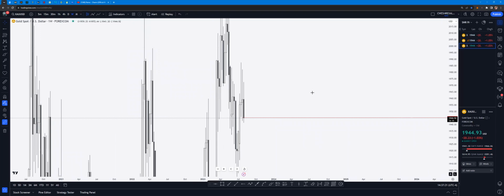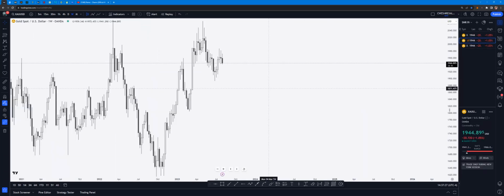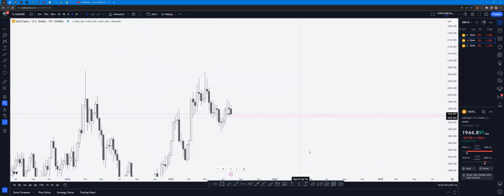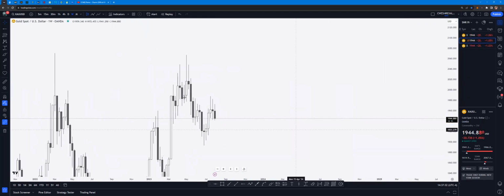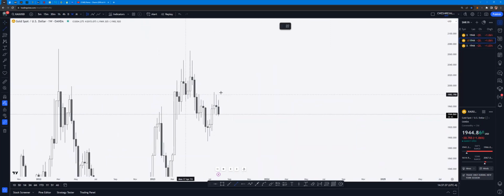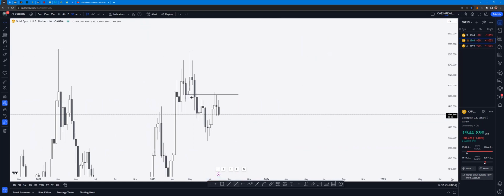I know the storyline from the weekly already. I know that weekly rejects weekly. Let me quickly take you through that. On the weekly time frame, we have weekly rejecting weekly over here. Then we need a breakout from the daily.